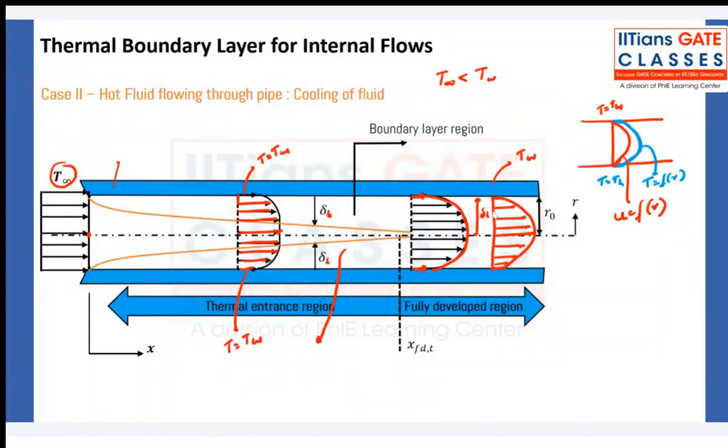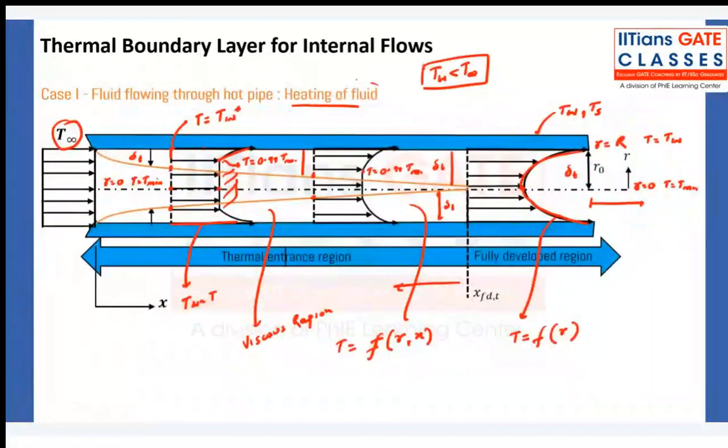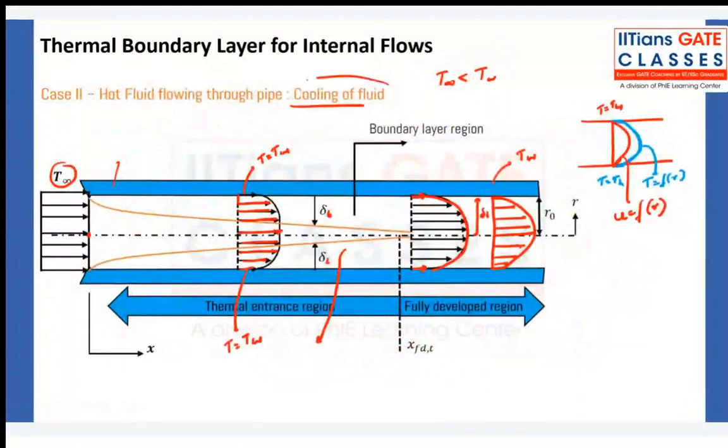Should we move on? Now, this is the case of cooling of pipe. So you need to understand that the profiles are different. This is heating of pipe, and this is cooling of pipe. So it is somewhat similar to the hydrodynamic boundary layer, but not exactly the same. Should we move on?